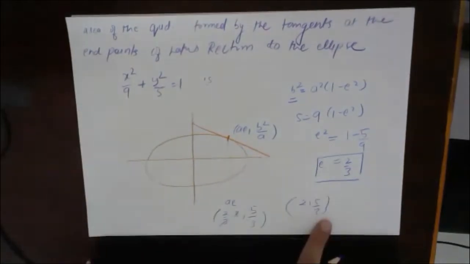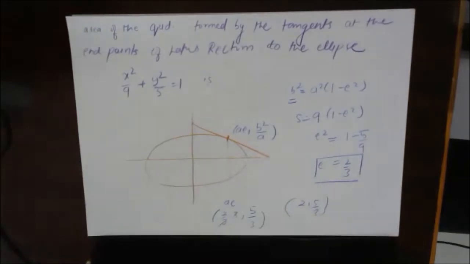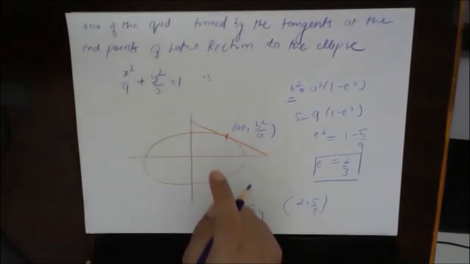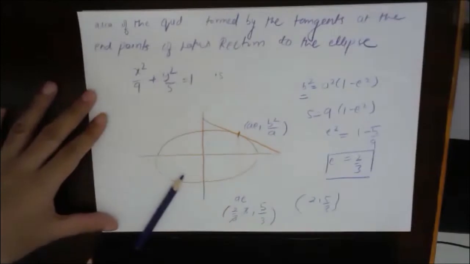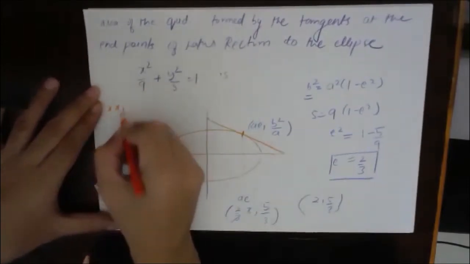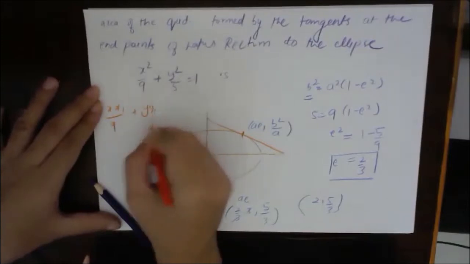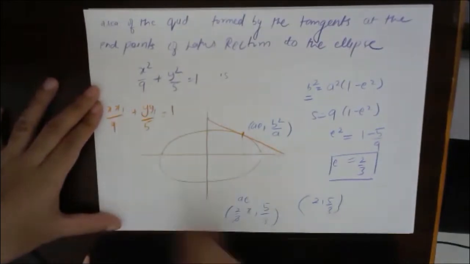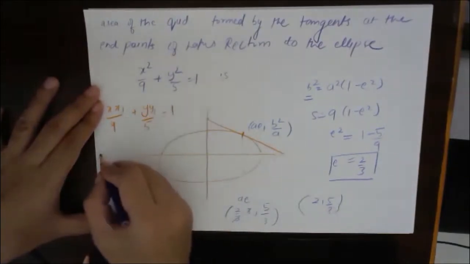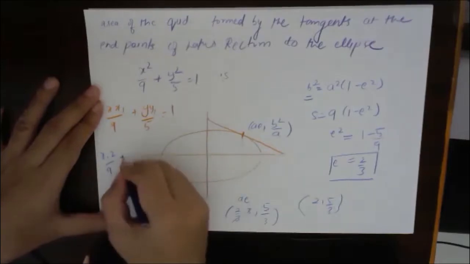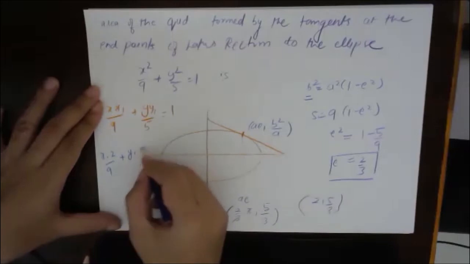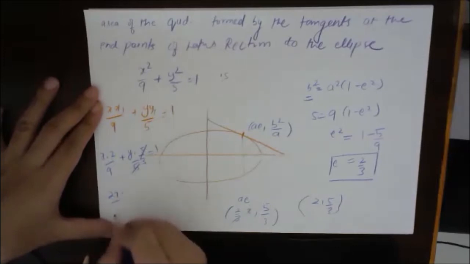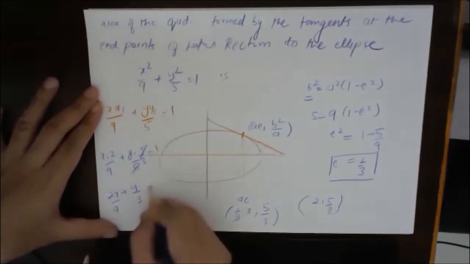If this point is 2 comma 5 by 3, we know the equation of a tangent from any point: by substituting y square as y1 and x square as x1, right? So in this case, we can write x x1 by 9 plus y y1 by 5 equals 1. This will be the equation of the tangent. So x1 is 2 and y1 is 5 by 3. Substituting, this becomes 2x by 9 plus y into 5 by 3 by 5 equals 1. 5 and 5 get cancelled. So this is 2x by 9 plus y by 3 equals 1.